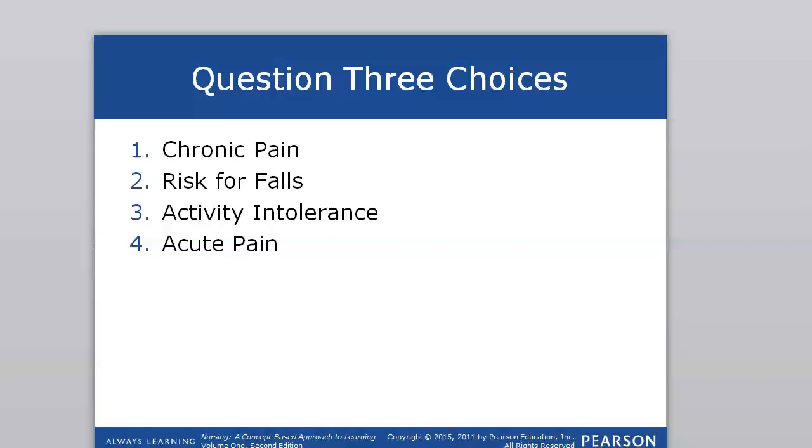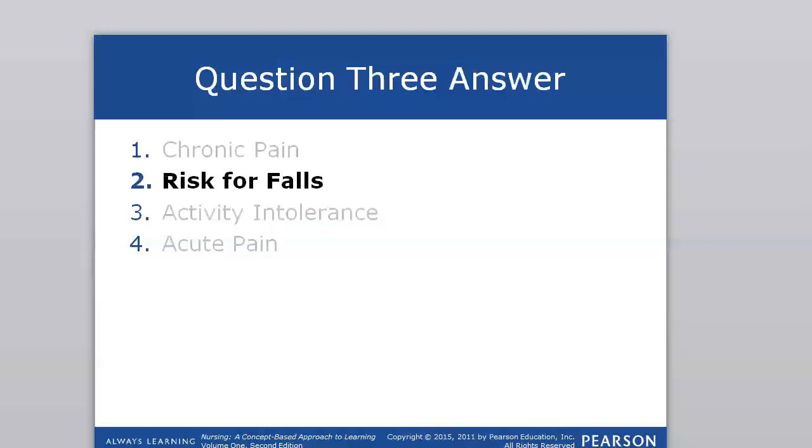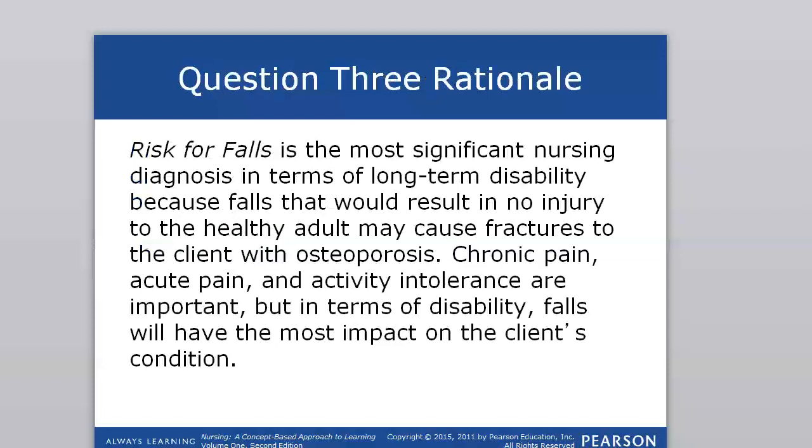So I hope you're screaming out the answer to me here. Of course, it's risk for falls. That will incapacitate a person when they fall and fracture something with a possible fracture. So the rationale behind that is the most significant nursing diagnosis in terms of long-term disability, because falls that would result in no injury to the healthy adult may cause fractures to the client with osteoporosis. Chronic pain, acute pain, and activity intolerance are important, but in terms of disability, falls will have the most impact on the client's condition.